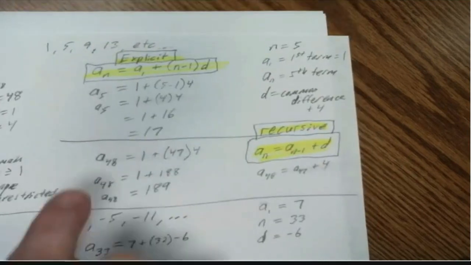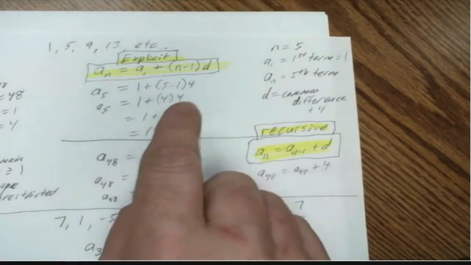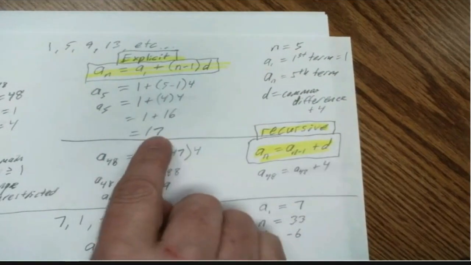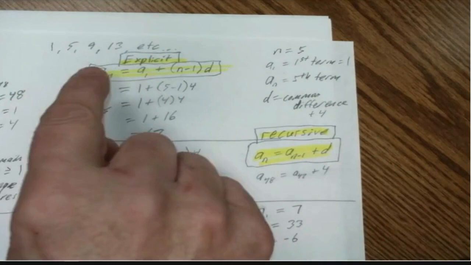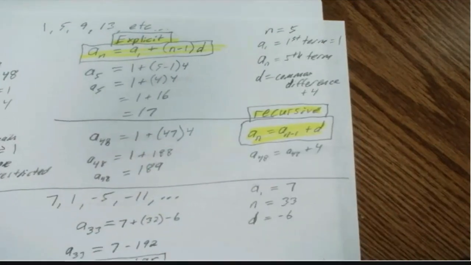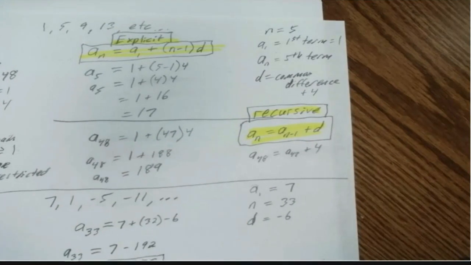Or even this one, 1, 5, 9, 13, all the way up to 17, all the way up to 189. What would all those be added together? Well, we could do that. It would take a while if we just added all those together. But lesson 2 gives us a sequence formula, a series formula that will do that.